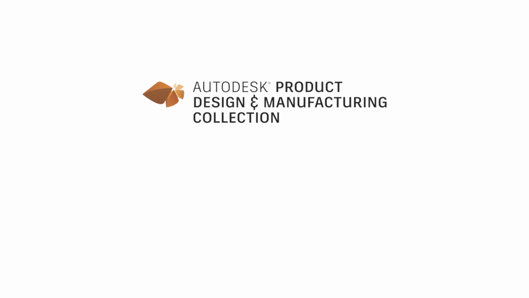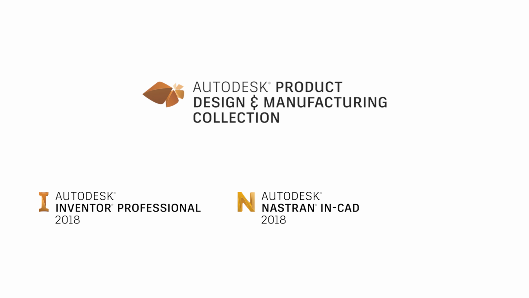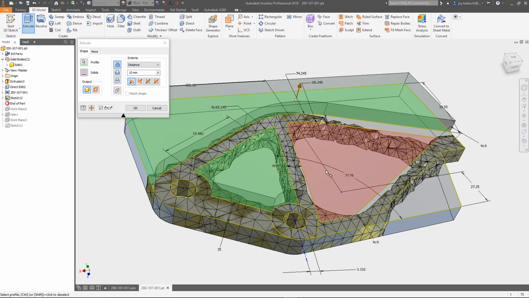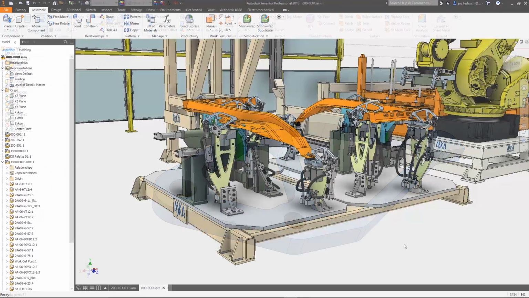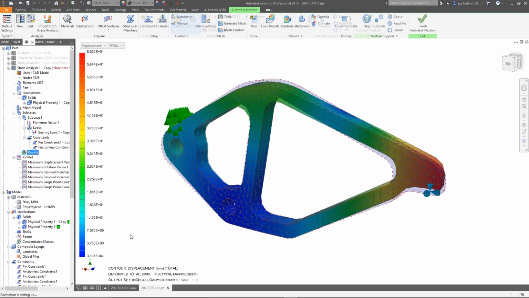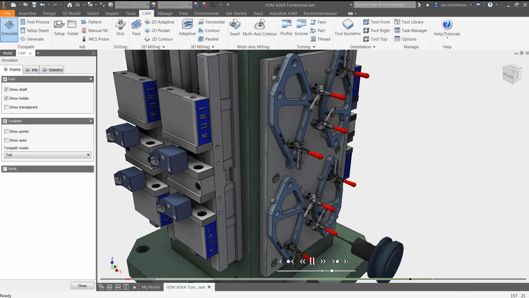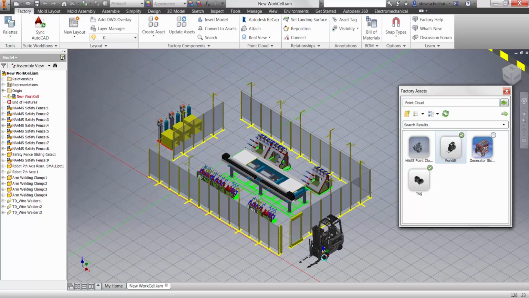We've taken the tools trusted by millions of engineers worldwide, like Inventor, Autodesk Nastran, and HSM, and package them together so that they can be accessed by everyone on your engineering and manufacturing teams, connecting them with a common application and data model. Design and engineering, advanced simulation, 2.5 to 5 axis CAM, and factory planning are all in Canvas workflows, directly inside of the Inventor application.